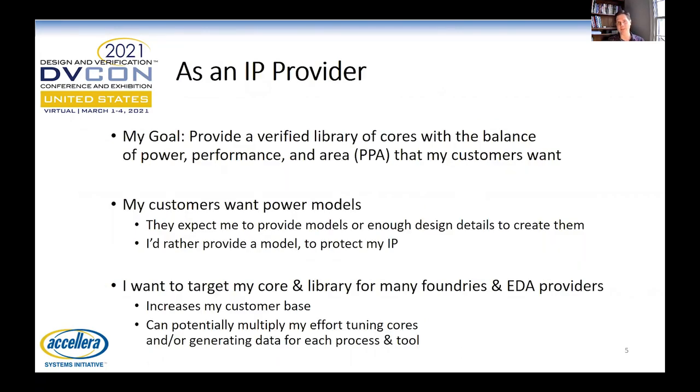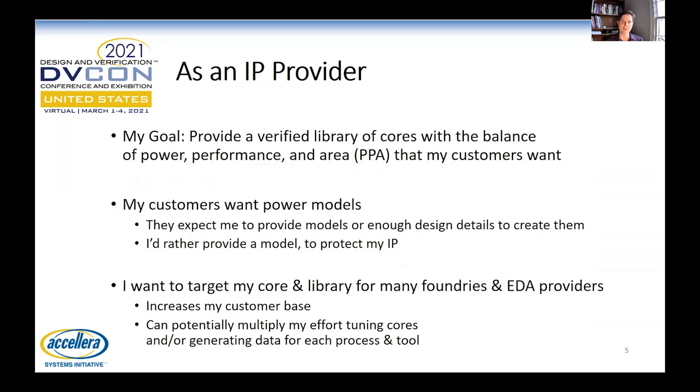Now, as an IP provider, my main goal is to provide a verified library of cores with a balance of power, performance, and area that my customers want. My customers, who are building systems, need power models, and they want me to provide them, or enough detail so that they can create them themselves. Though in general, I'd rather provide the model to protect my IP and avoid sharing those details. So in the next 7 slides, we'll see how I can provide that model using IEEE 2416.